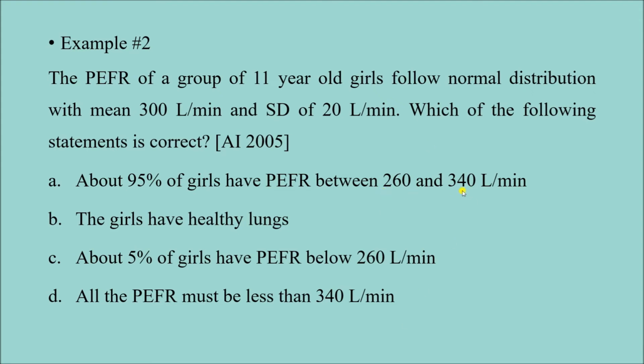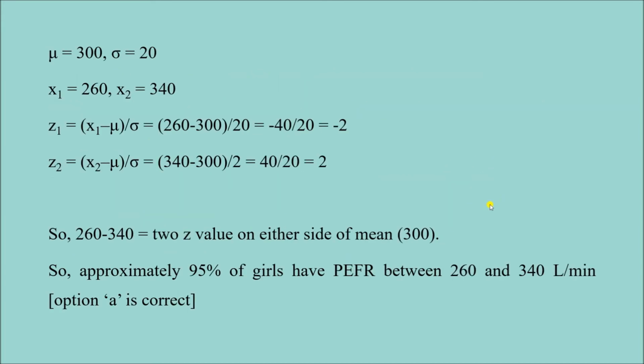So these 2 values, 260 and 340. We have been given the mean value of 300 and standard deviation of 20. For this, first we have to calculate the z-score for the value 260 as well as for the value 340. So mean is 300, standard deviation is 20. The two observations given are 260 and 340. So Z1 for 260 is -2, Z2 for 340 is +2.